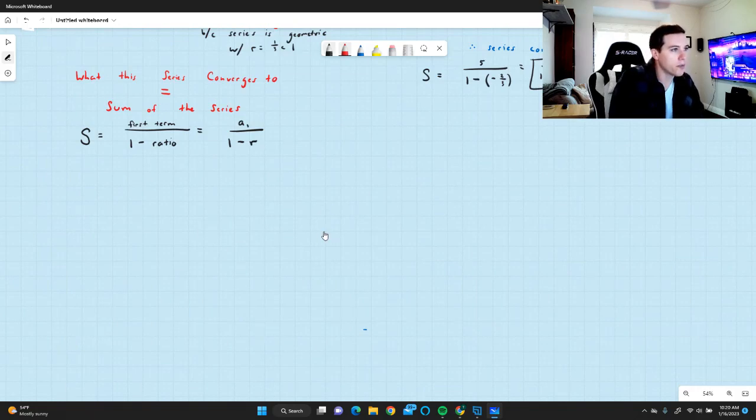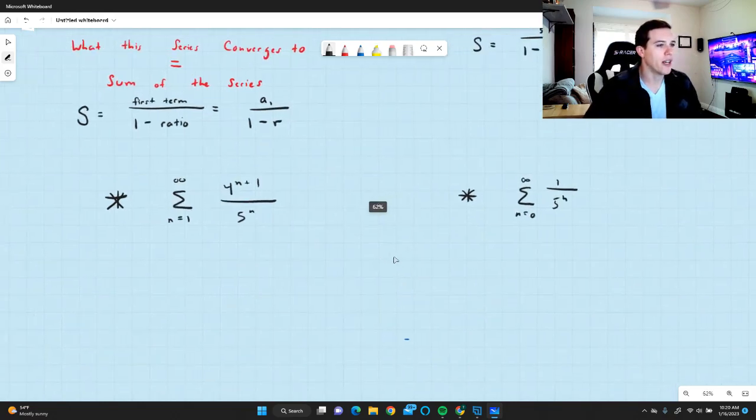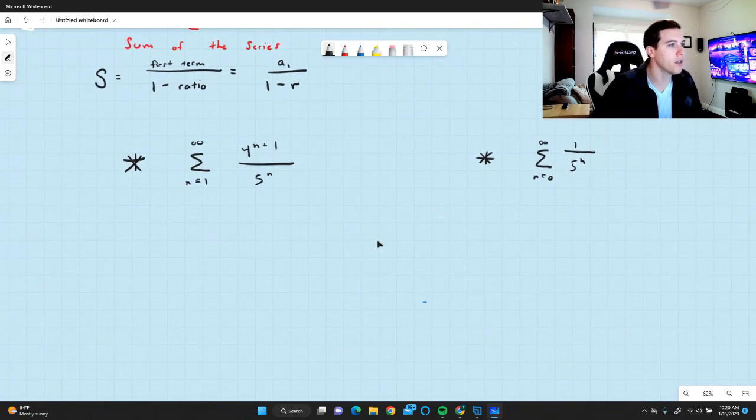Okay, so 2 tricks that I want to talk about. It doesn't seem so bad, but sometimes you're going to have to be clever about certain things. So let's start this one at 1, and let's go 4n plus 1 over 5 to the n. That's one tricky series, and here's another one: the sum from n equals 0 to infinity of 1 over 5 to the n. Okay, so geometric's not too hard to deal with. You just have to recognize it's geometric, and sometimes you may have to realize I can rewrite it a certain way. So look at this.